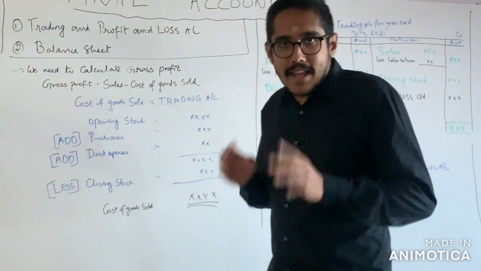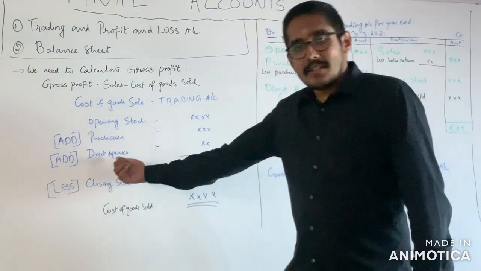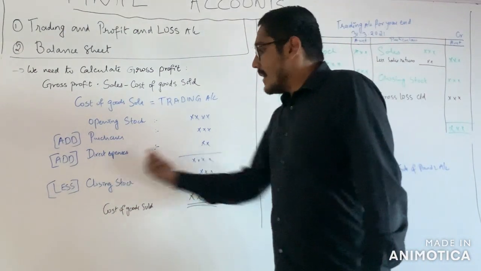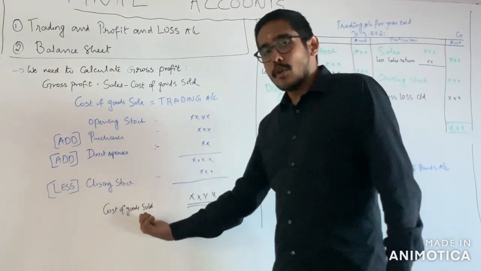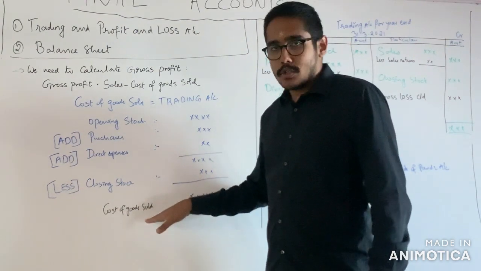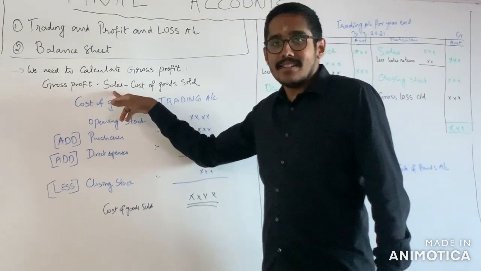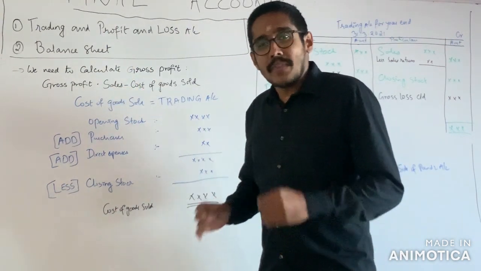We have seen what are the direct expense, or the expenses related to factory, right? Those expenses are added over here. Then less closing stock. So you will be getting cost of goods sold. That is known as cost of goods sold. And if we deduct this one from sales, and this sales talks about net sales.